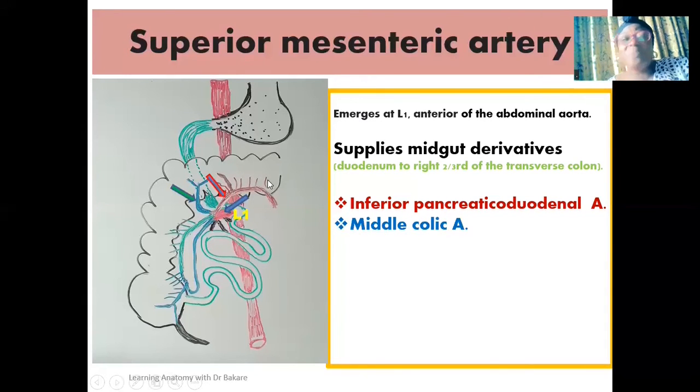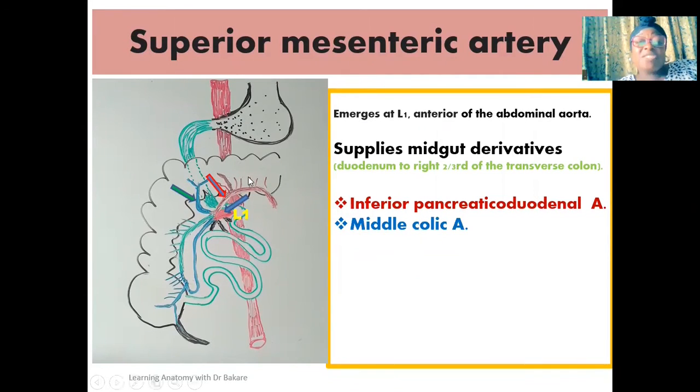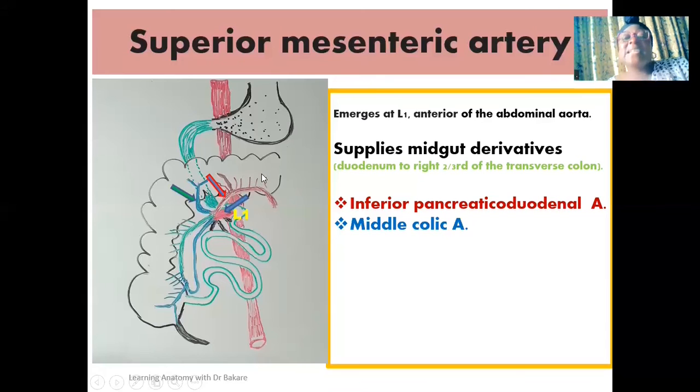entire transverse colon. So if you divide the transverse part of the colon, which is the transverse colon, into the right two-thirds and the left one-third, you will see that the right two-thirds is the region that is being supplied by branches from the middle colic artery. So it supplies this length, that is the right two-thirds of the transverse colon.